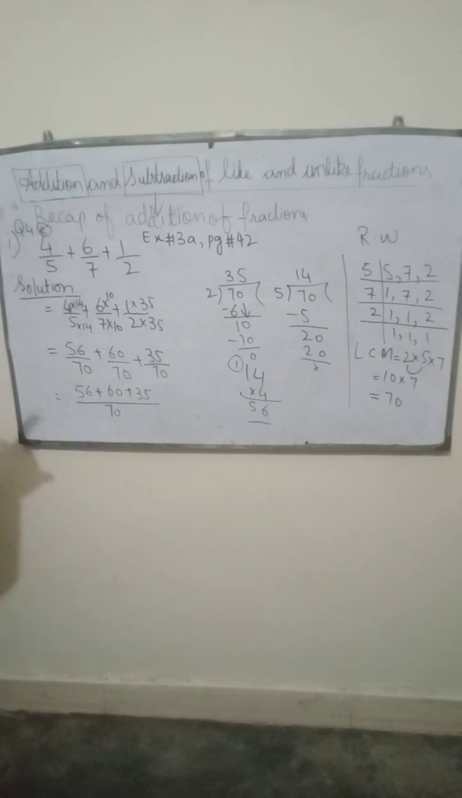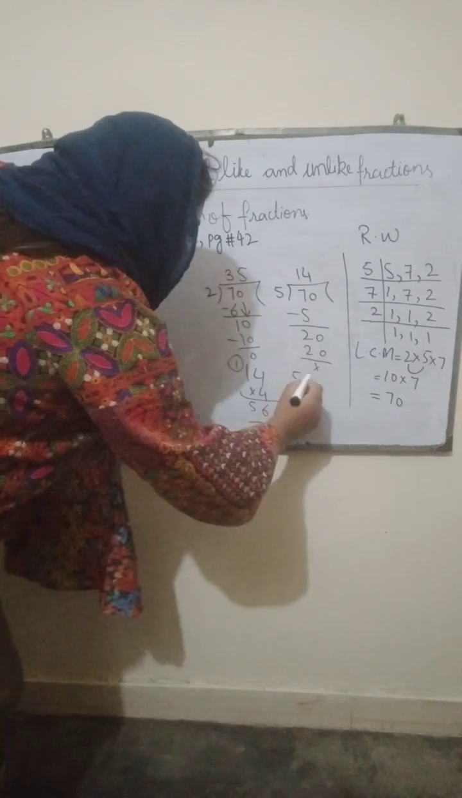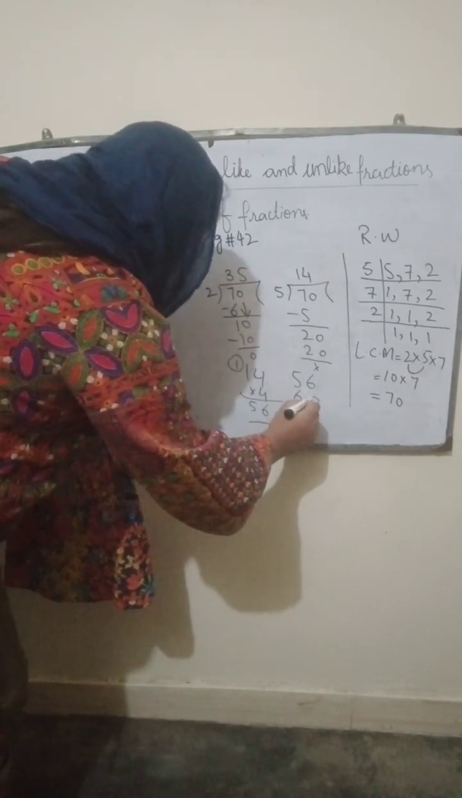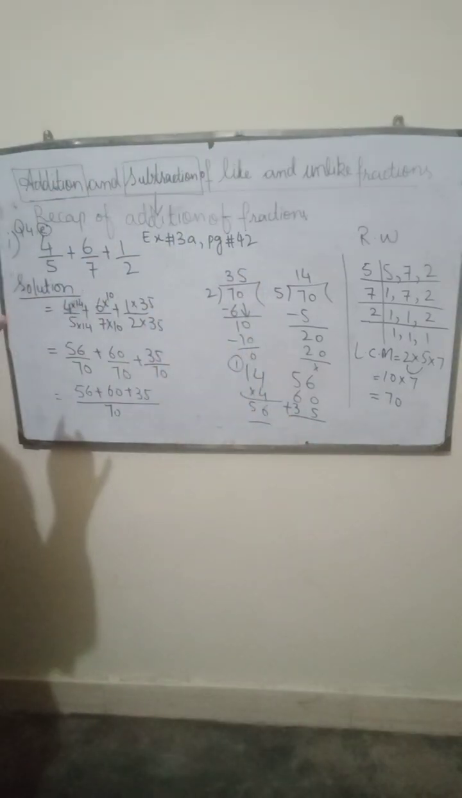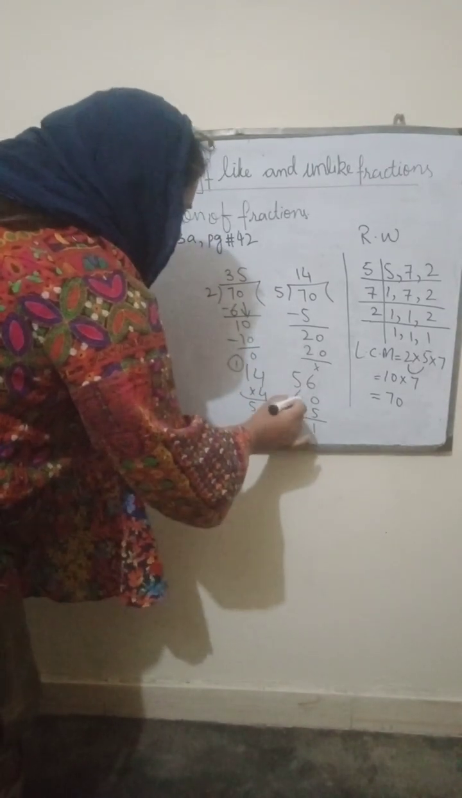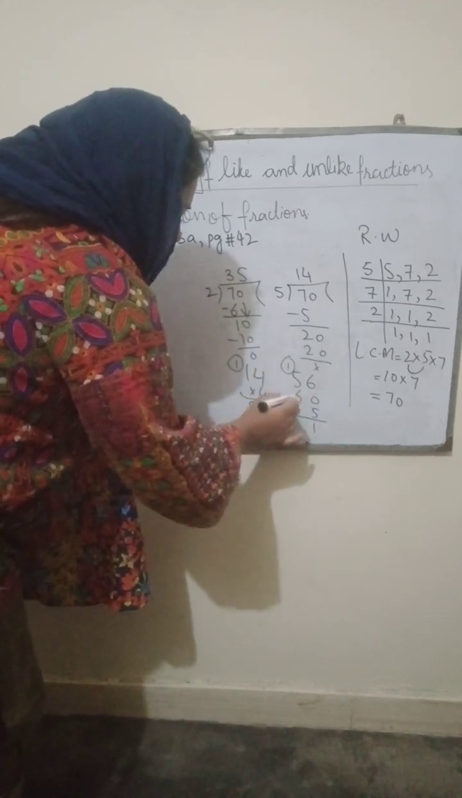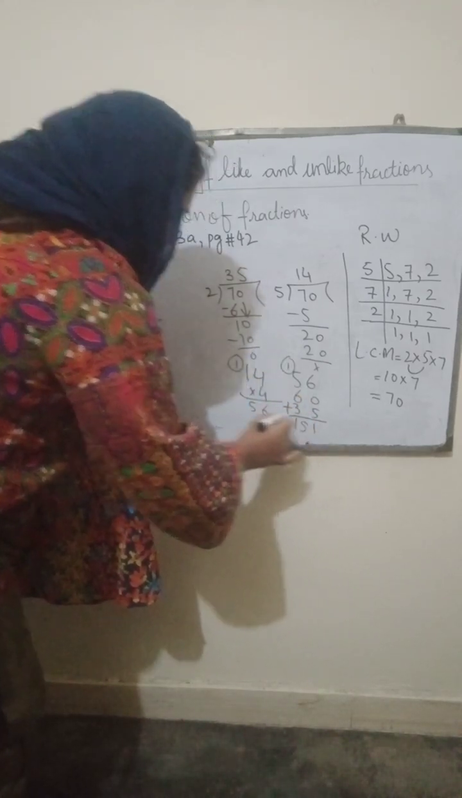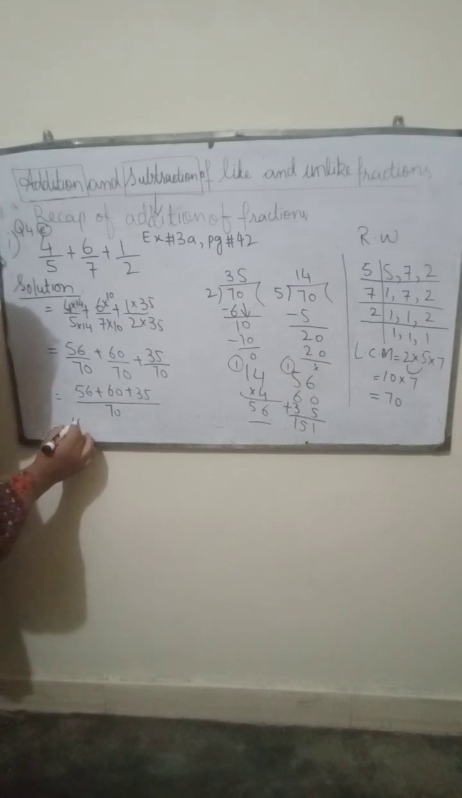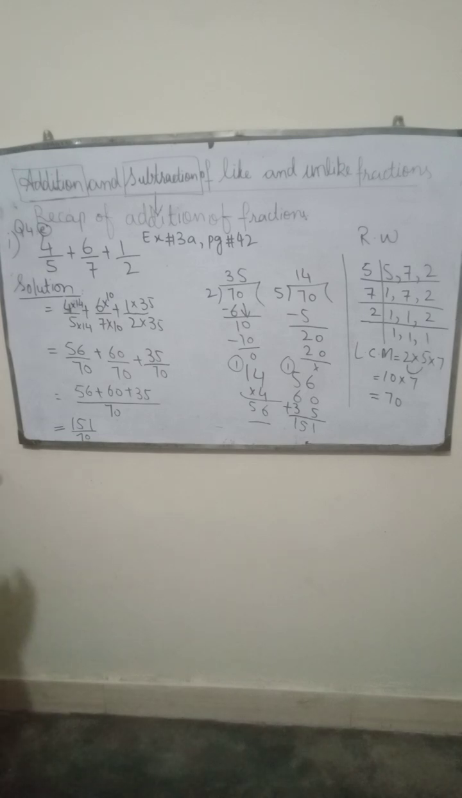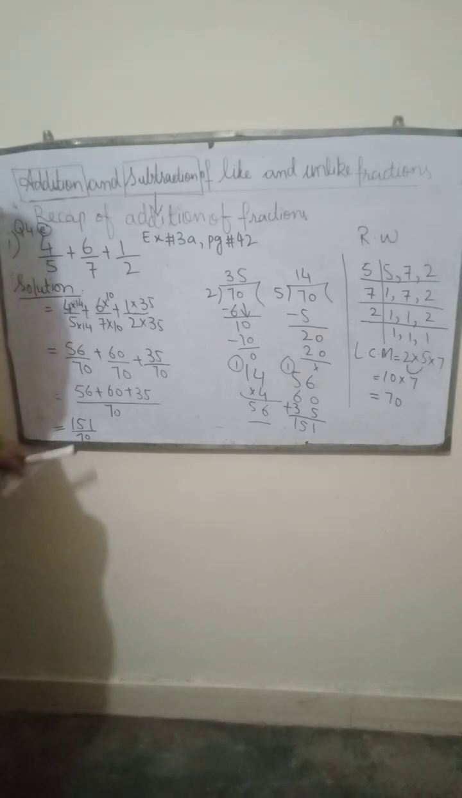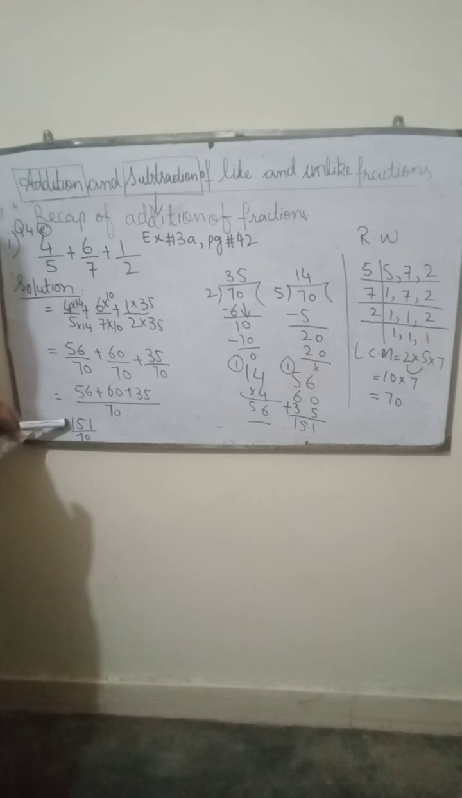Okay students, now add these numbers. Beta, if you do the rough work of each and everything, then this shows that your concept is crystal clear. So 1, 11, 1 is the carry, 12, 12 plus 3 is 15. So the answer is 151 by 70. Beta, we have already discussed that if the numerator is greater than the denominator, then we have to convert it into a proper fraction because it is an improper fraction.